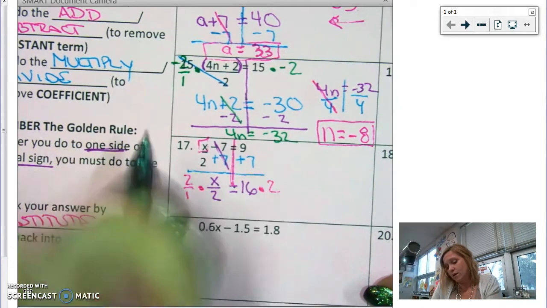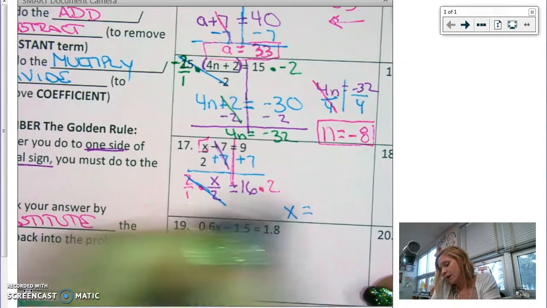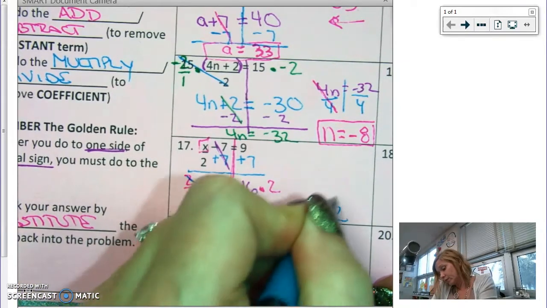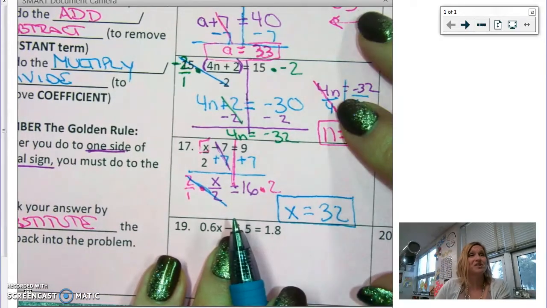Multiplying by 2. These 2 cancel out. So I'm left with x. And 16 times 2 is 32. So that one's actually easier than the 2 we just got done finishing.